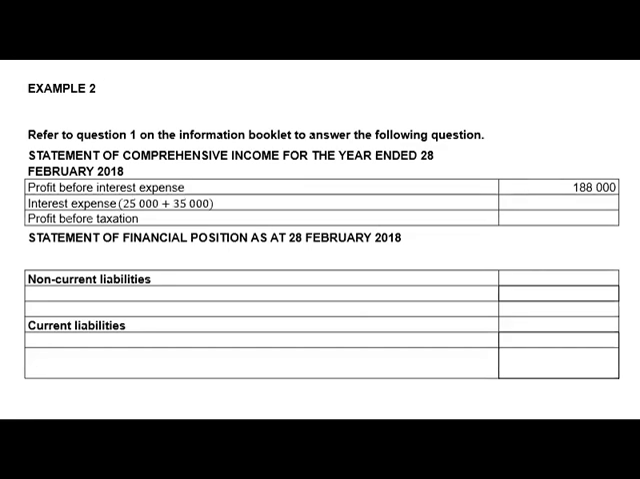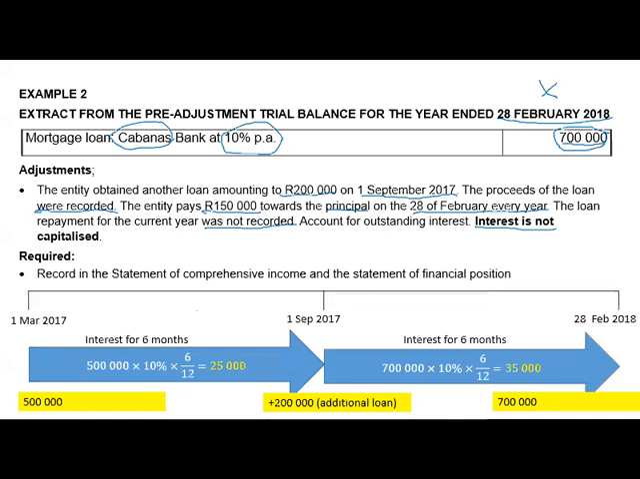Okay, for interest expense, you'll have 60,000, the whole expense. Now, let's come to this. How much are we owing Kabana Bank? 700,000. Do you agree that 700,000 rand was not affected by interest at all? Why was it not affected by interest? Because it was not capitalized. But now, how much are our repayments? They told you what the repayments are. How much are they? 150.